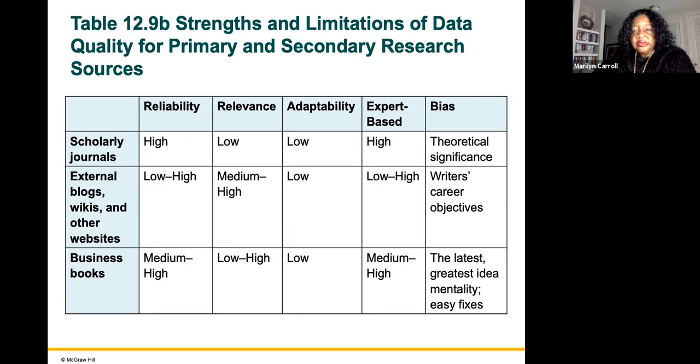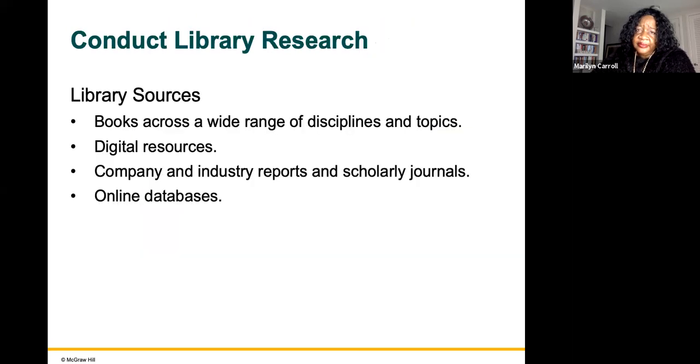Scholarly journals, theoretical significance. So we have different people. That's why we say use scholarly journals for your papers and when you're writing in class, because we want you to get the true facts. Remember, facts. We want you to get the facts, all right? External blogs, wikis, and other websites, writers' career objectives are usually where we see the biases. And business books, the latest, greatest idea mentality, easy fixes. They're not necessarily easy fixes, but if they're not based on research and scholarly significance as part of their book writing process, we're going to have some challenges there.